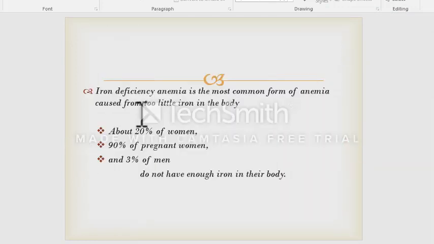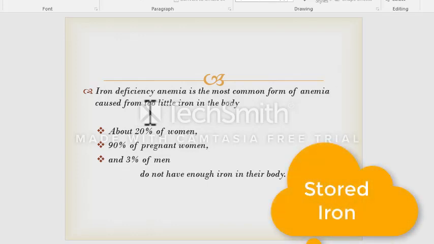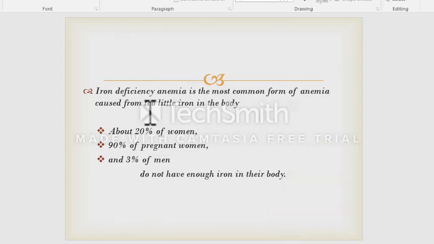Now, what is iron deficiency anemia? Iron deficiency anemia is anemia in which the body stored iron is exhausted. It means that body storage iron is decreased below normal. So that anemia is classified as iron deficiency anemia because the main causative agent is the level of iron, which is decreased.